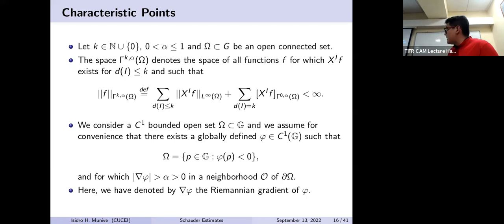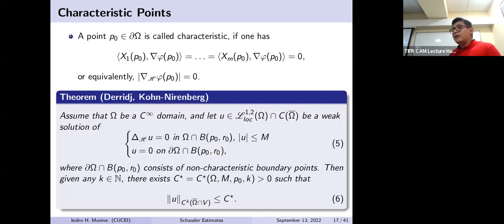So let's make it more precise. What is the meaning of characteristic points? So you have a Euclidean C1 bounded set and a defining function, phi. Then what is a characteristic point? Well, as in the case of the Heisenberg group, you can actually say that the norm of the horizontal gradient is 0. So we want to really stay away from these points.